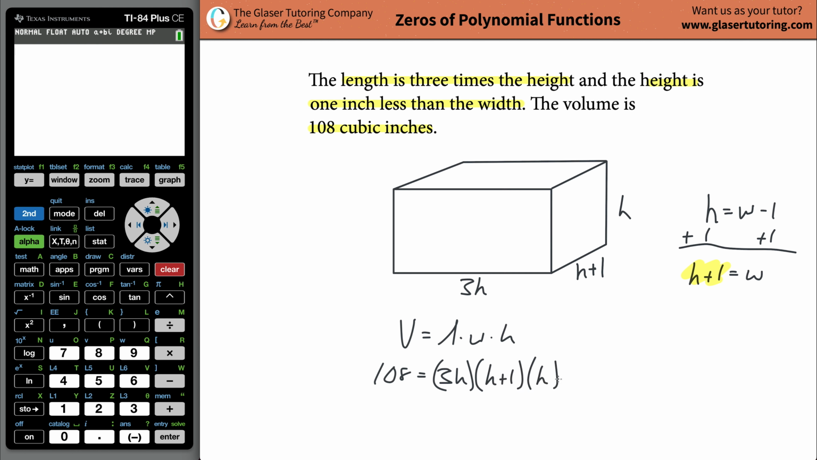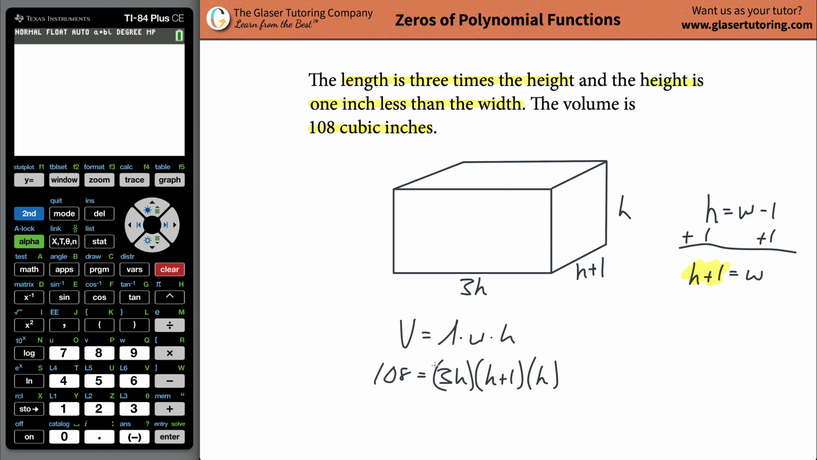Now, if you're not allowed to use a calculator on this, well, it's going to take you a long time to solve this. We can use something known as the rational zero theorem. What you do is distribute all these terms and get this down to a cubic function. And then you can follow the rules I've outlined in the numerous problems I have on rational zero theorem. So just look up Glaser Tutoring Company rational zero theorem or something like that, and I'll walk you through it. Or it'll be in this playlist if you're watching the playlist.